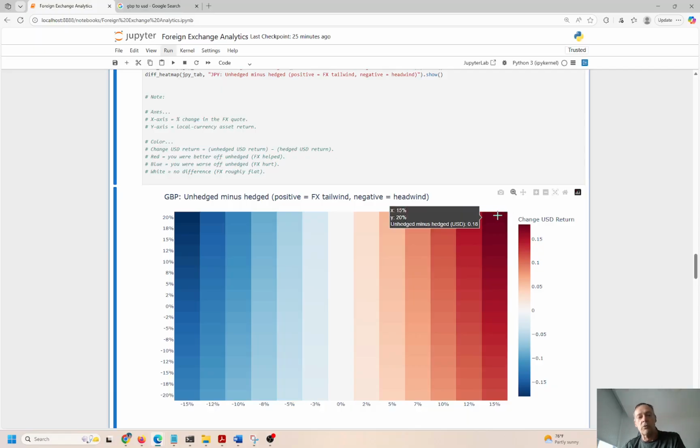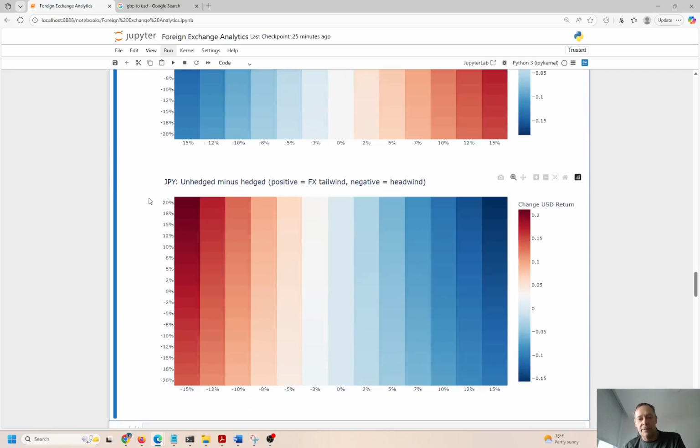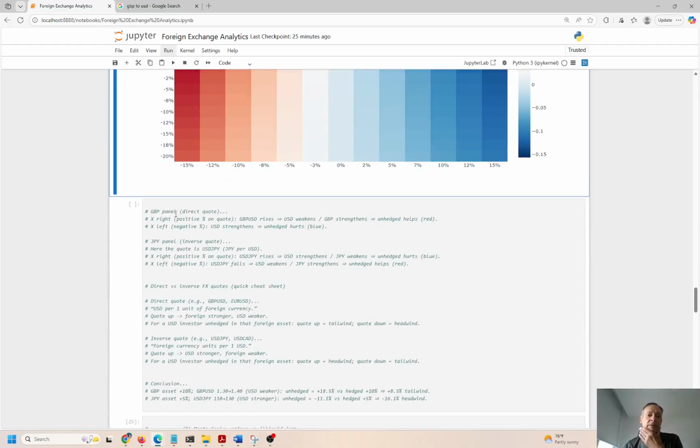This is a direct quote, GBP per US dollar. And with the Japanese yen, this is an indirect quote. So this is USD per Japanese yen. So everything just gets inverted to be the opposite, okay?